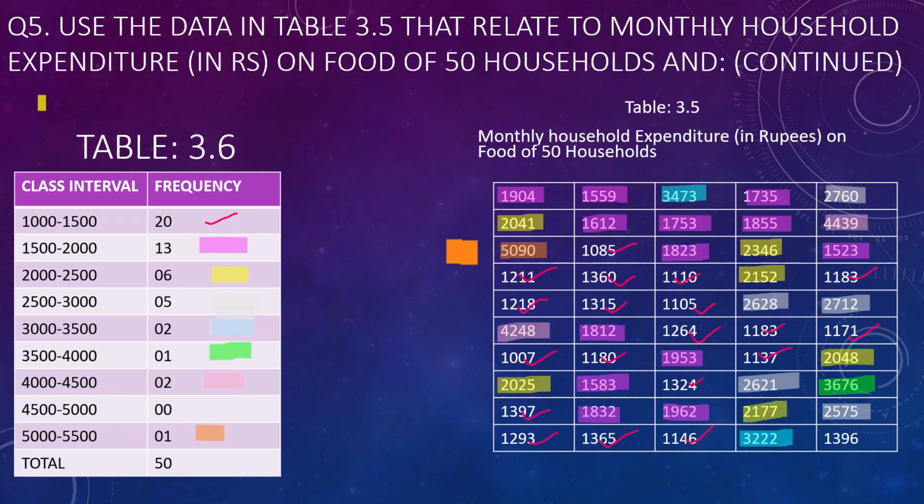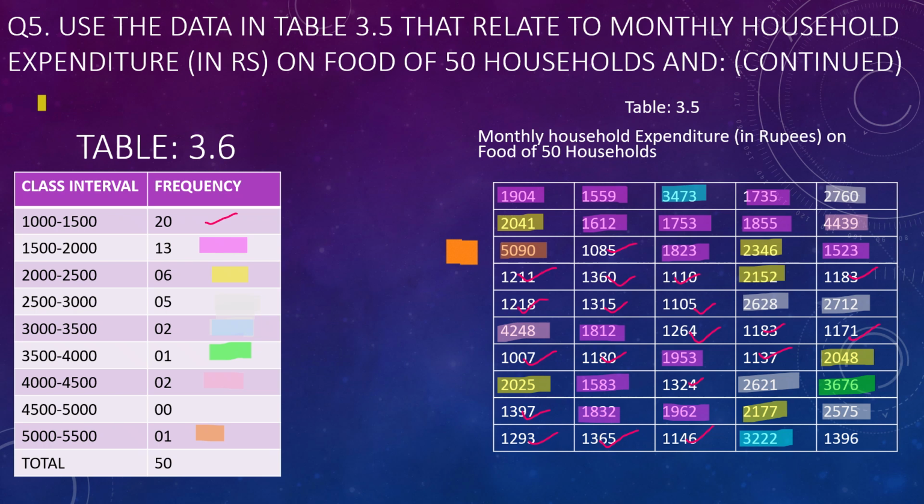Now, in order to calculate the frequency table, we will have to divide the monthly household expenditure accordingly and produce the frequency. So we will have to frame the class interval and the frequency accordingly. From this table 3.5, we will see whether the divisions we make are proper or not. We know that the lowest value is 1007 here, so we can start from 1000, with the lower class limit 1000 and the upper class limit 1500.